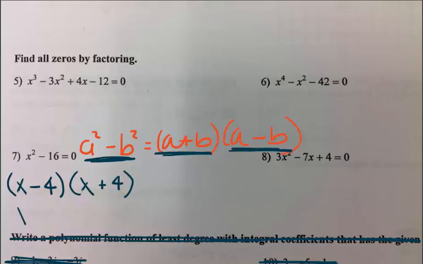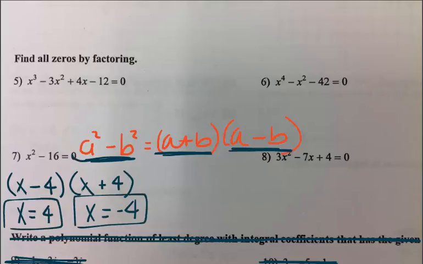When I set them equal to 0 and solve, I get a positive 4 and a negative 4. There are my 2 answers. Pretty plain and simple with difference of perfect squares. You got your little fancy rule right here.